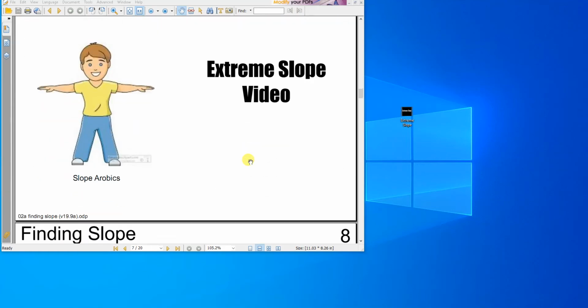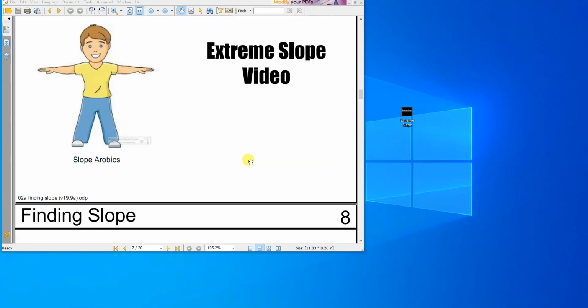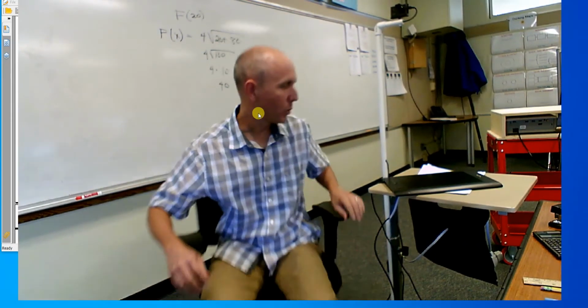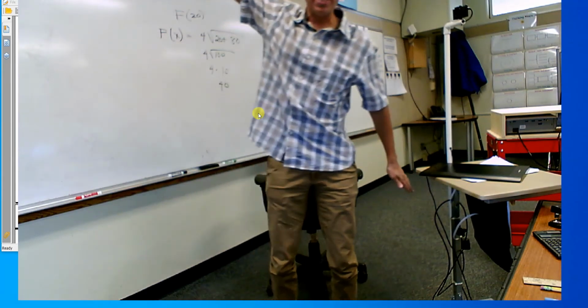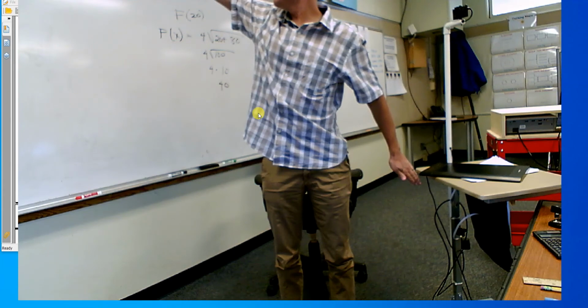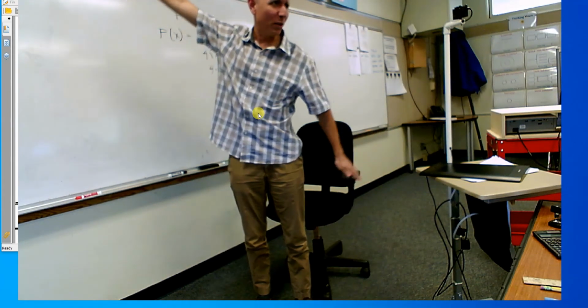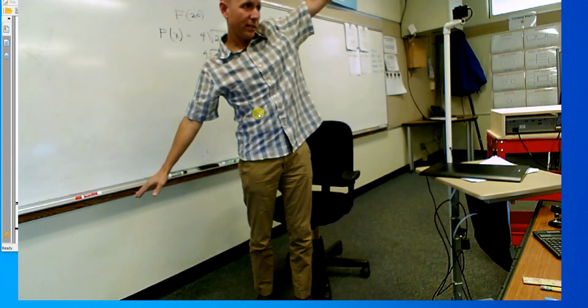We just watched this extreme slope video, and I would do slope aerobics with you now if we were in class. So let's do some slope aerobics. Let's see if I can do this with my camera. Slope aerobics would be like this. I would put my arms out, and I would say, is it a positive or a negative slope? So from your viewpoint, what does this look like? It's hard because I'm on a camera, and hopefully that would be a negative slope, I think. That would be a positive slope.